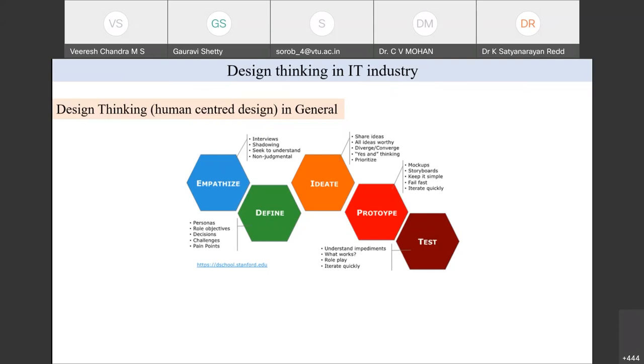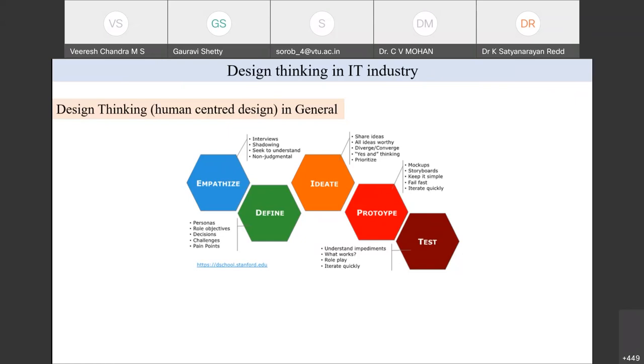Once definition is done, finally, ideate. Ideate means we have to get different solutions for that. So first of all, how to do that? Share ideas. Let us say we have a team of professors, assistant professors, or lecturers. Share ideas: I'm going to do it like this, I'm going to do it like this. Is it worth it? Are the ideas really worthy or not? Can I implement this idea? Can this be the solution of the problem we have stated together?